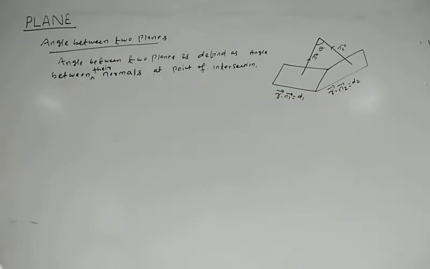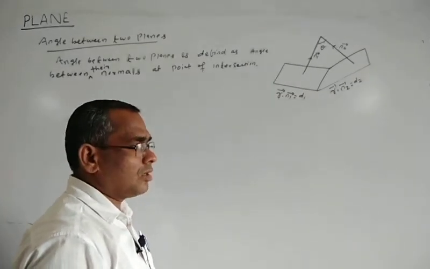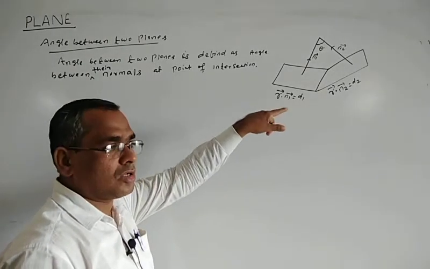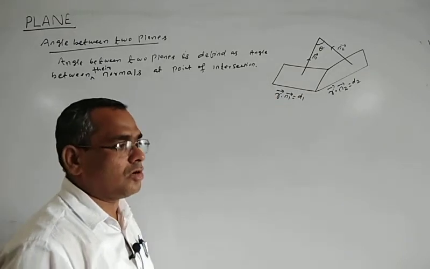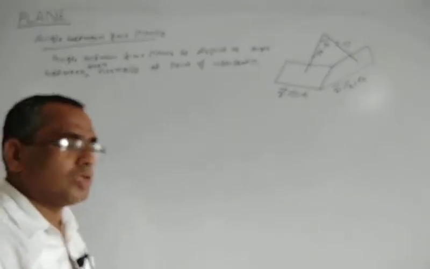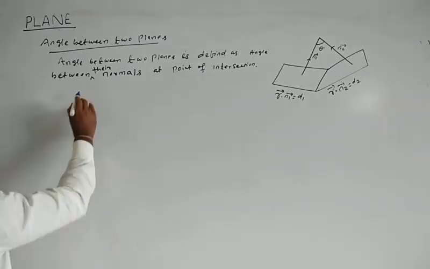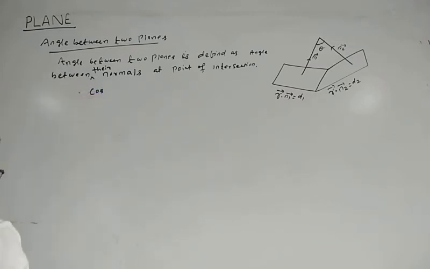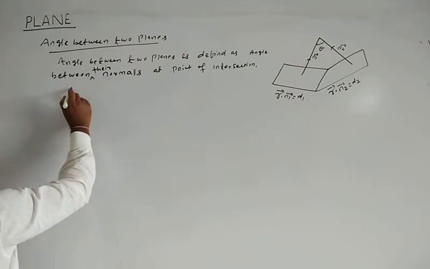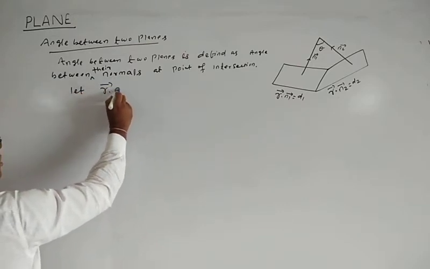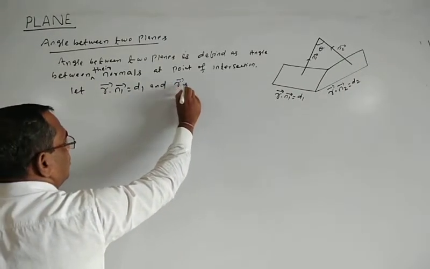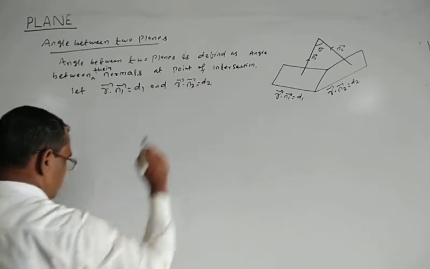Point of intersection. Okay, so here n1 vector and n2 vector are the normals of the two planes, and you know the angle between two vectors: cos theta is equal to n1 vector dot n2 vector by n1 vector magnitude into n2 vector magnitude. Let r vector dot n1 vector is equal to d1 and r vector dot n2 vector is equal to d2.